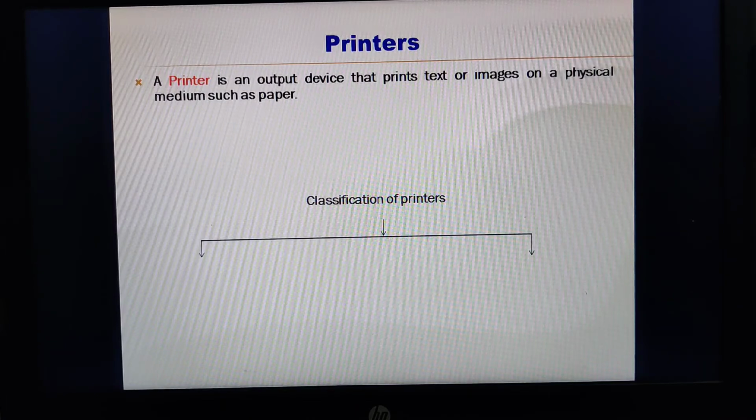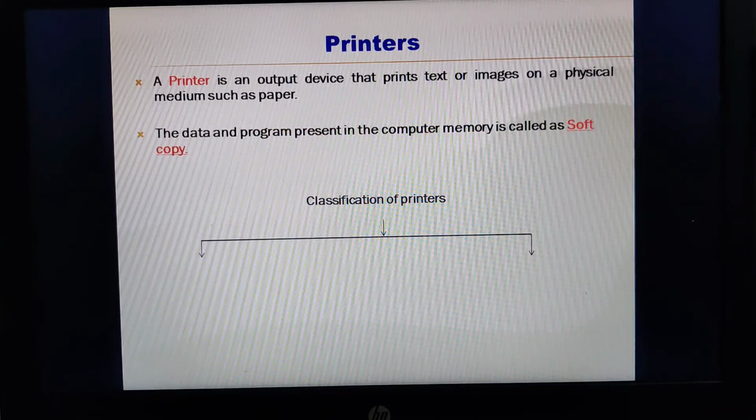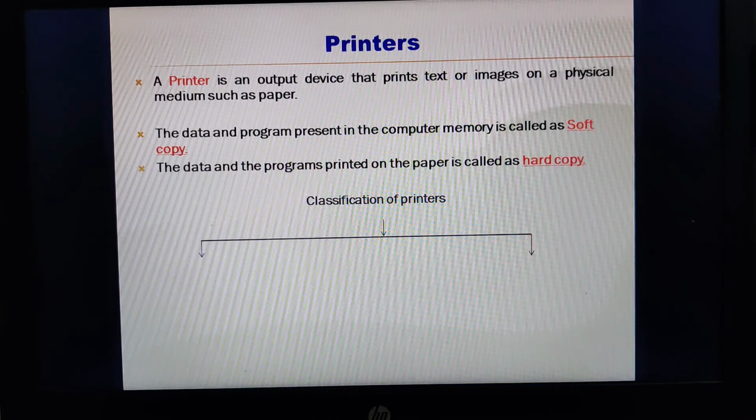So the physical medium is called paper. The programs and the data present in the computer memory, we refer to as soft copy. So here we have two terminologies, that is soft copy and hard copy. What is hard copy and soft copy? Hard copy is where the programs and data are present on paper. Where the data and the programs are present in the computer memory, we refer to it as soft copy.